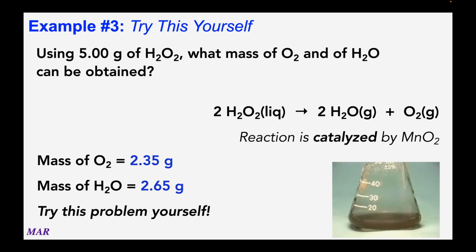Try it yourself. And if you can't get it, of course, let me know. I want to be able to help you. If you can show me what you're doing, I can try and help you out with different things. Notice how at the end in this problem, if you add those two product amounts up, you do get 5.00 grams. All the mass that goes in equals all the mass that comes out.